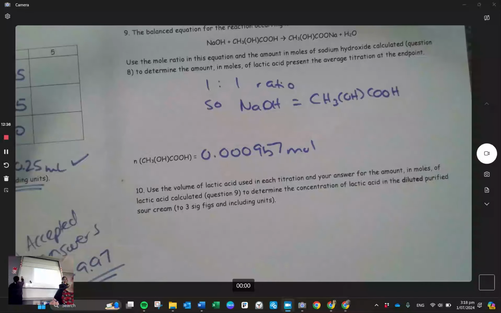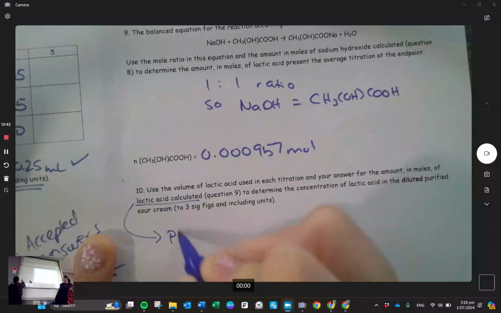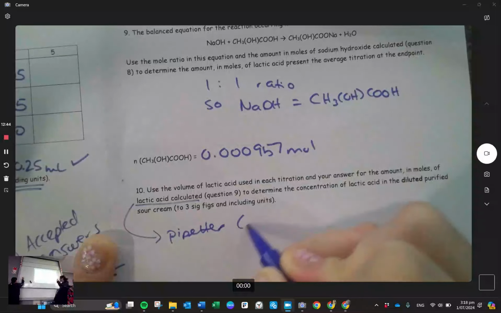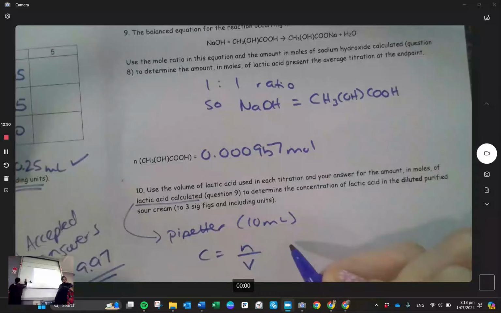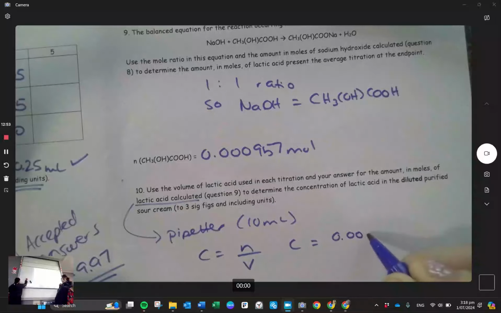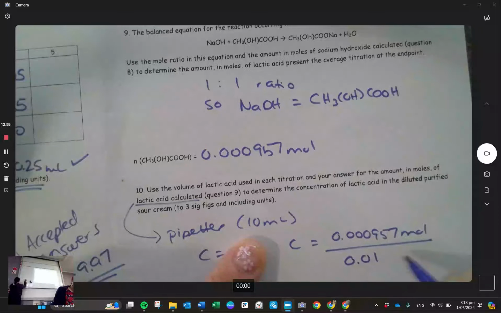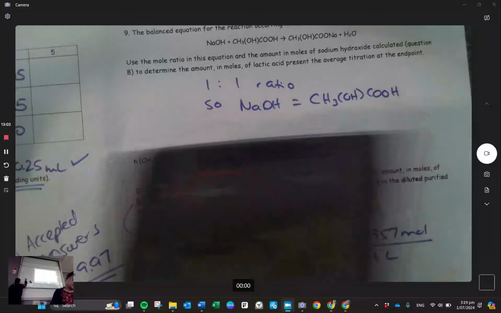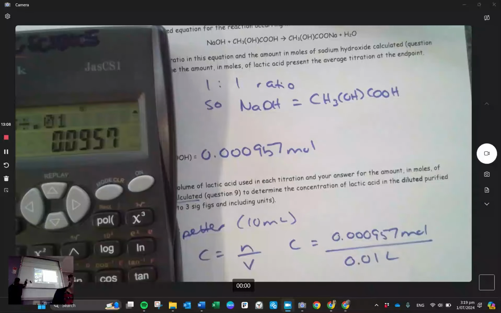Okay, so we know the concentration, we know the volume. The volume of lactic acid we used from the pipette was 10 mils. So you have concentration equals N divided by V. Concentration equals 0.000957 moles divided by that, which is 0.01 liters. Cool. So the concentration of the lactic acid was 0.0957 moles per liter. And that's the answer.